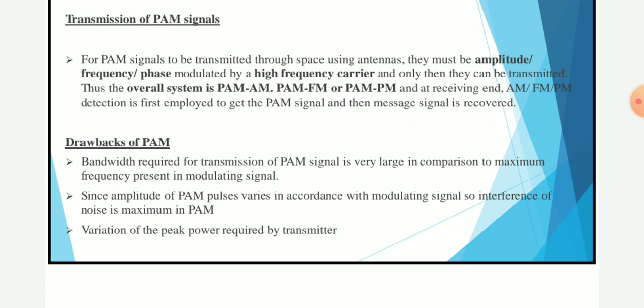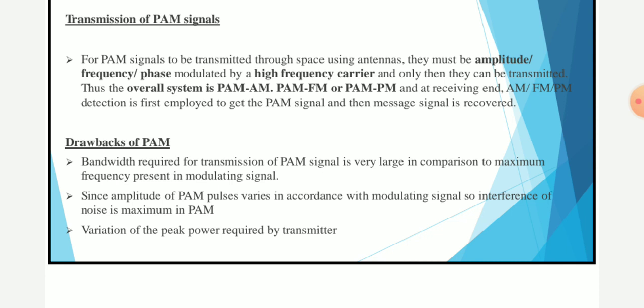So how can the transmission of PAM signals be done? For PAM signals to be transmitted through free space, it requires an antenna, which can be amplitude, frequency or phase modulated by a high frequency carrier signal and then transmitted. This overall system can be written as PAM-AM, PAM-FM, PAM-PM. At the receiving end, first the detection of the modulated signal is done, and then the message signal is recovered from this signal at the receiver side.